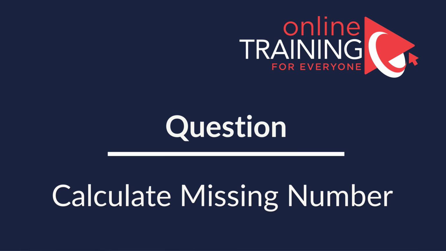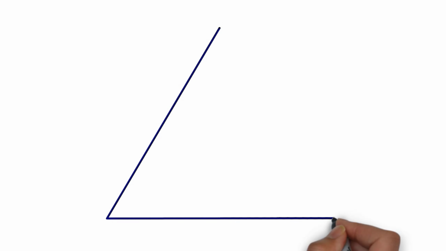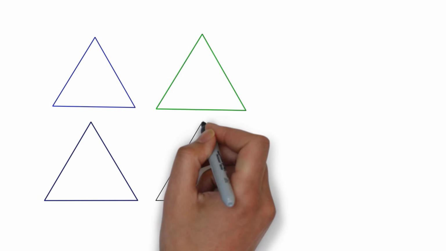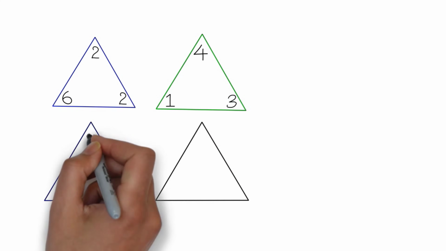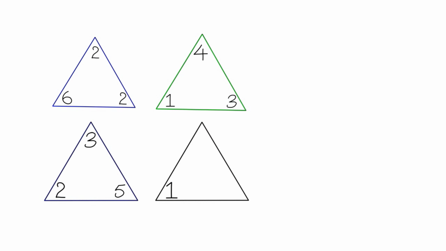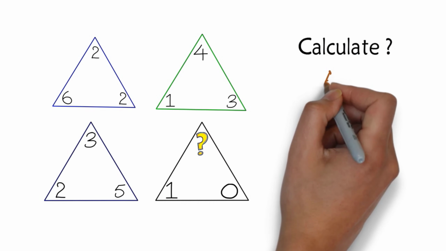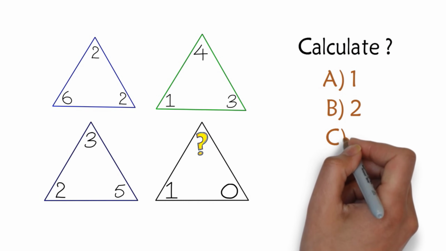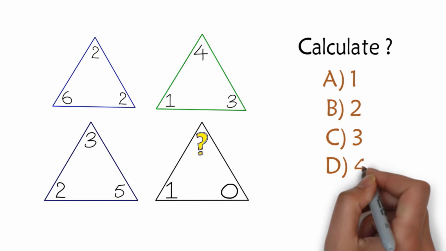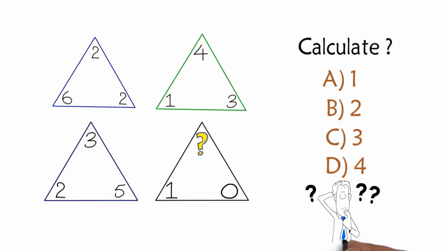Here's another puzzling question you might find difficult to solve. You're presented with 4 triangles. Each triangle has a number in the corner. And you need to calculate one of the missing numbers in the upper corner of the black triangle. You have 4 different choices. You have choice A, 1. You have choice B, 2. You have choice C, 3. And you have choice D, 4. Can you determine the answer? Let's continue to see how we can solve this challenge together.